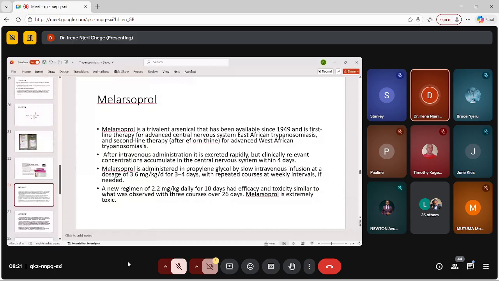It's also transmitted by placental transmission. I forgot to mention also that trypanosomes can be transmitted, especially the African types, through sexual transmission. It can be an STI. Okay, it can be transmitted as an STI.